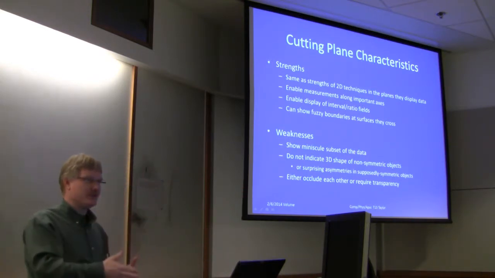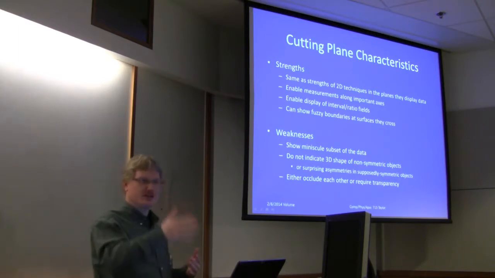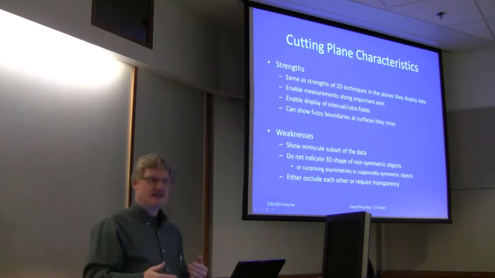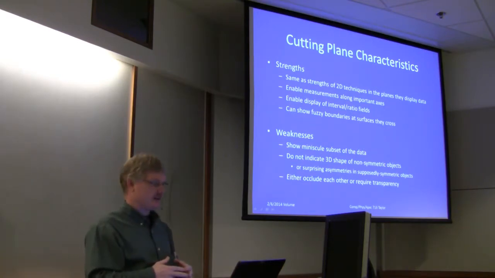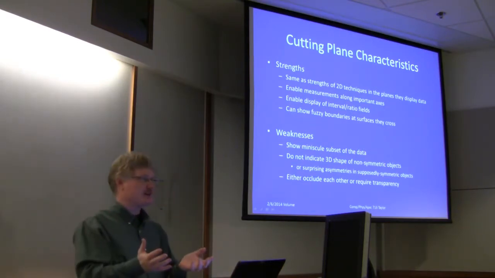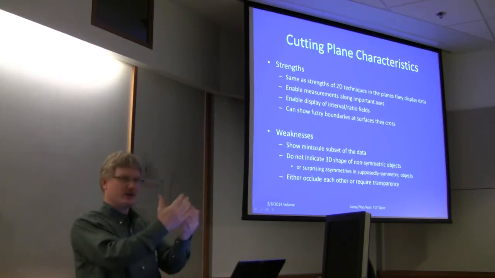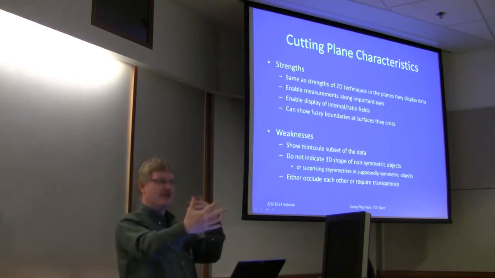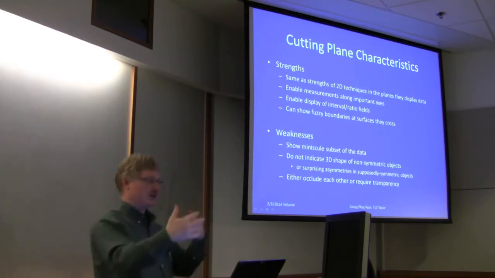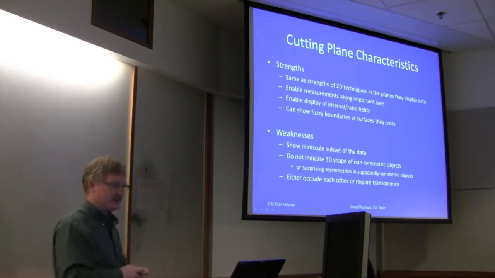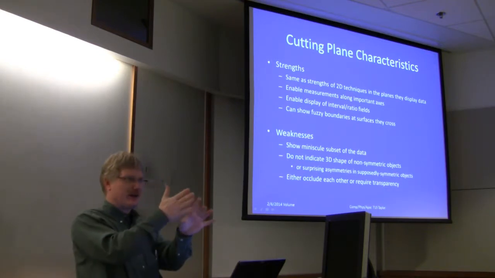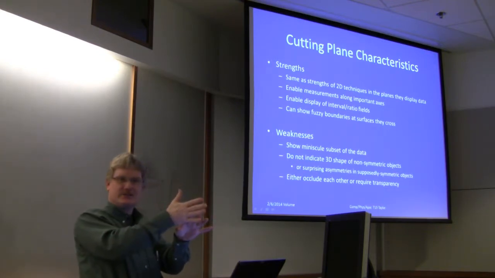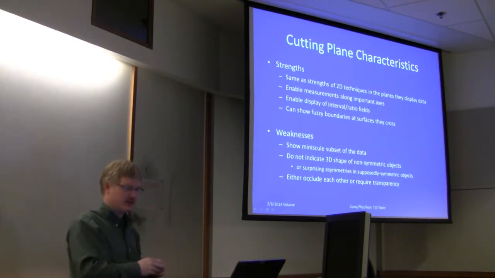Weaknesses are that they only show a minuscule subset of the data, right? And so it's 1 out of the n samples in Z. They don't indicate 3D shape of non-symmetric objects. So if you have a sphere, you're going to be okay because you slice it through, it's going to look round everywhere. If it happened to be another shape in the other direction, you wouldn't see that at all. And you can also see surprising asymmetries in symmetric objects if you happen to slice them not along an axis of symmetry, right? And so that could be an issue.